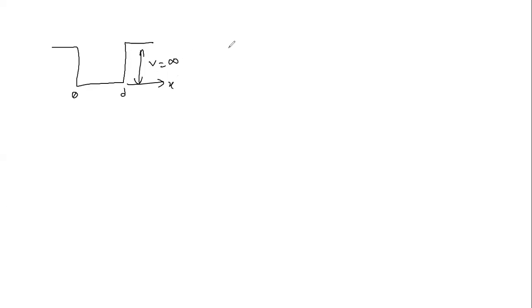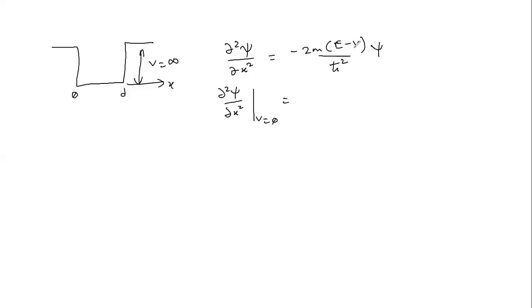And then we also know that d squared psi, dx squared, is the same as negative 2m (E minus V) over h-cross squared times psi. Now, if we consider this boundary for which V naught is 0, that is d squared psi, dx squared, at V being 0, then this is 0, so we have negative 2mE over h-cross squared psi.